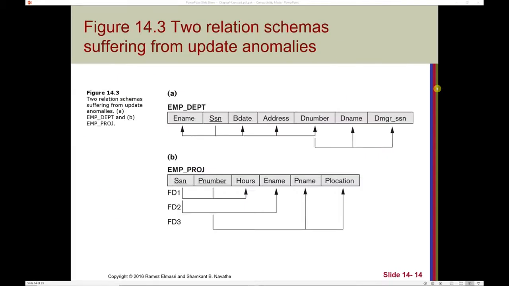Here are two additional relation schemas that suffer from update anomalies. If the name of a department changes and that department is associated with multiple employees, you might make a mistake when trying to update the department name, as it might not propagate to the rest of the records. Something similar would happen if you combine the employee and the project information.